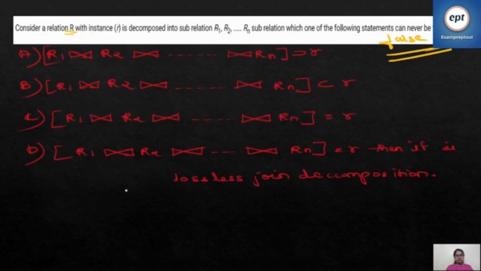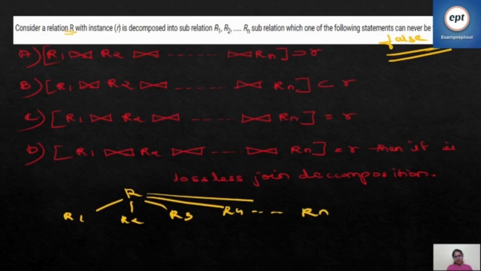Here the relation is given as R, and they have decomposed this R into R1, R2, R3, R4 and so on up to Rn. Now they say that if we take the natural join of all the decomposed relations, there can be two cases possible. So let's discuss case 1, where we take these sub-relations joined.